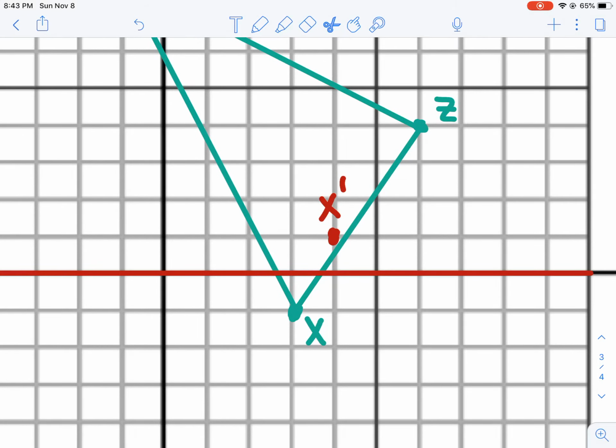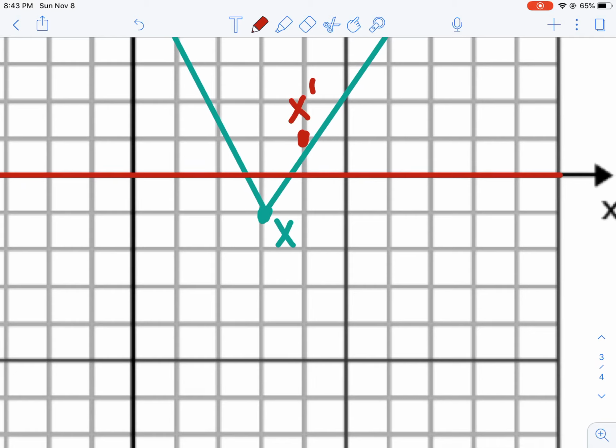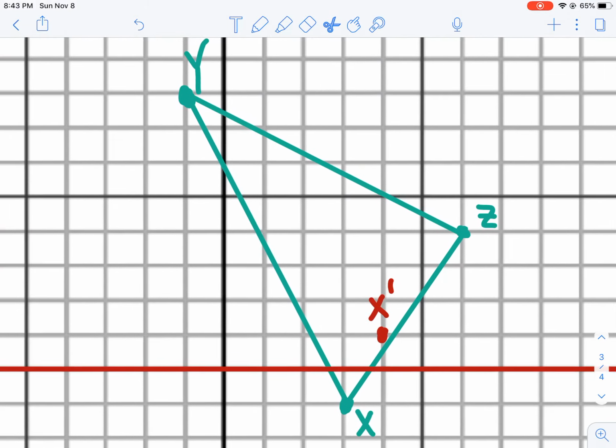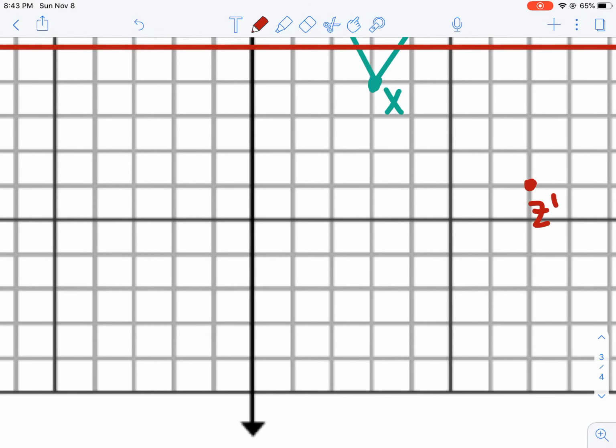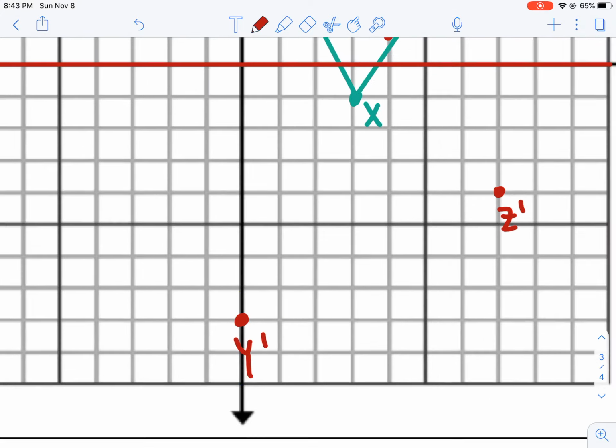Z is up 1, 2, 3, 4. Z is up by 4, so Z prime is going to be down 4. And again, we need to go 1 to the right. And Y is up by 8, so Y needs to go down by 8 to Y prime. And again, we're going to the right by 1.